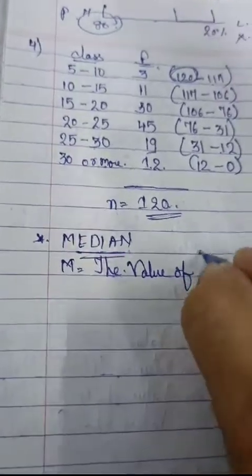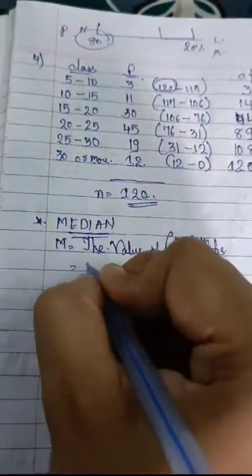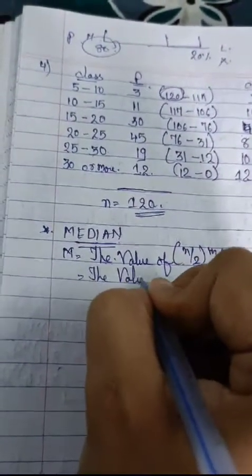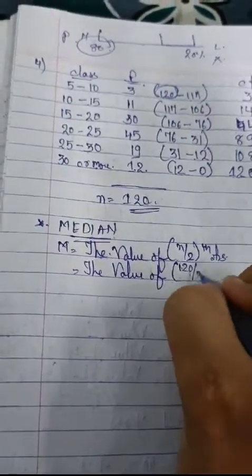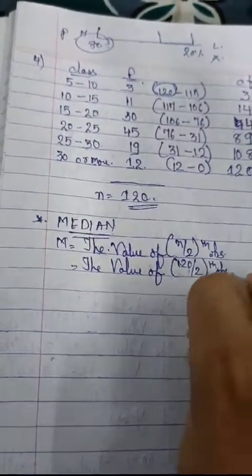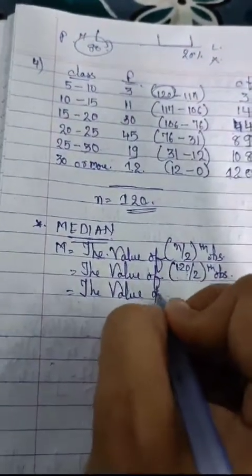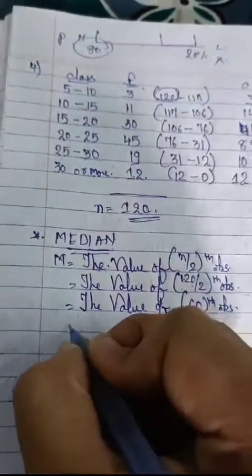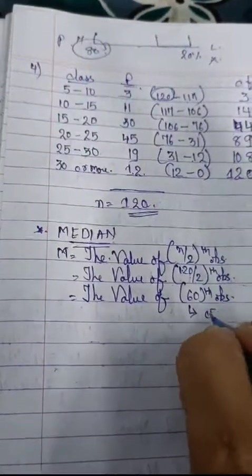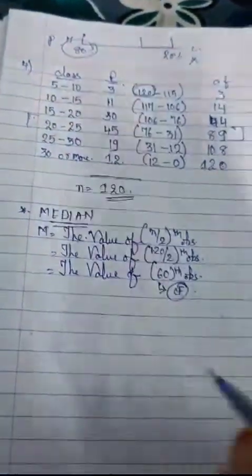So here the value of n divided by 2 observation. So here the value of n is what? 120 divided by 2 observation. So next, the value is 60 observation. Now the 60 we have to see where? In CF. So what is the position where the 60 lies? 60 lies in 89. So this is our class.